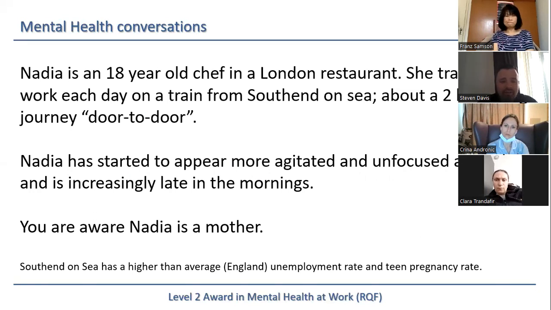And obviously it says here, self-employed has a higher than average unemployment rate, and teen pregnancy. So what would we be thinking about Nadia? We can talk to her and ask her if we can help her in any way. Okay, so how would you start that conversation? I will ask her if it's something that bothers her or concerns her. Maybe she needs somebody to talk to, or somebody to listen to her problems.